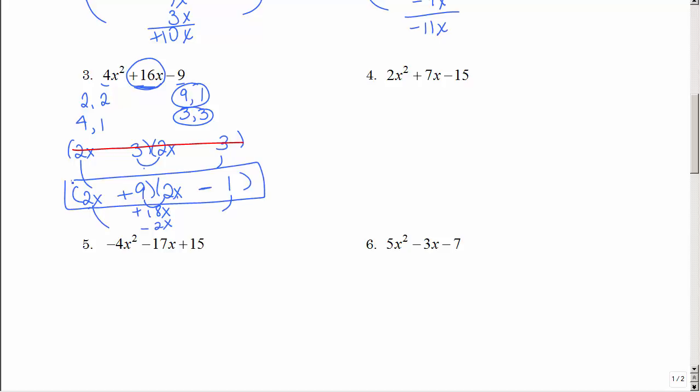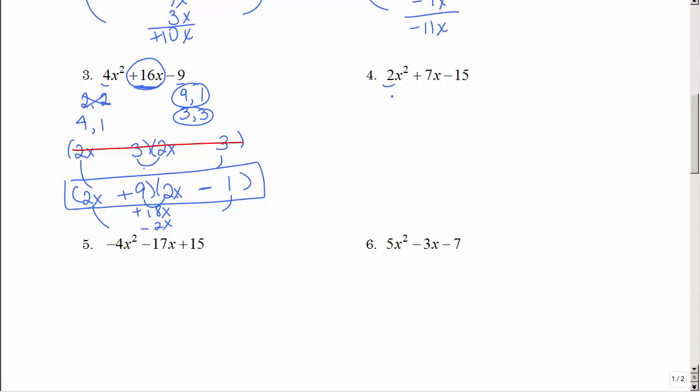So that worked. If it didn't, I would have said, okay, I'm done with the 2 and the 2, and then I would have tried the 4 and the 1 and see if those matched up. What happens if none of them work? Then it would be prime.